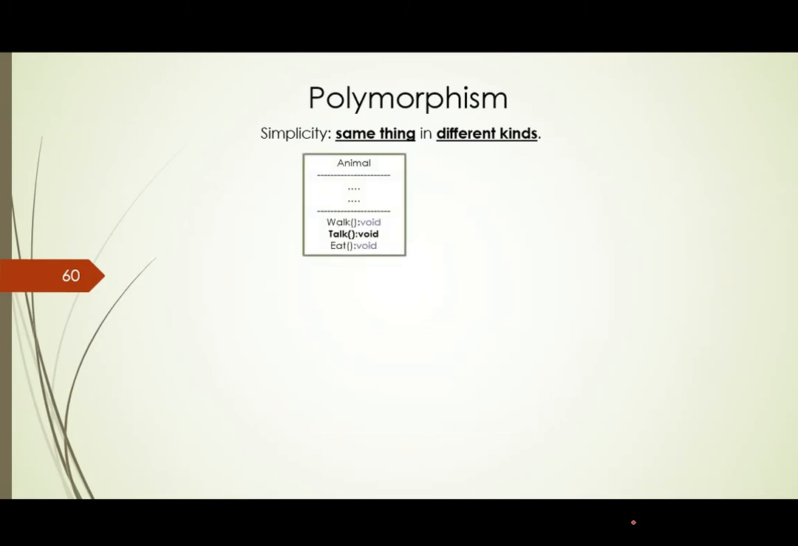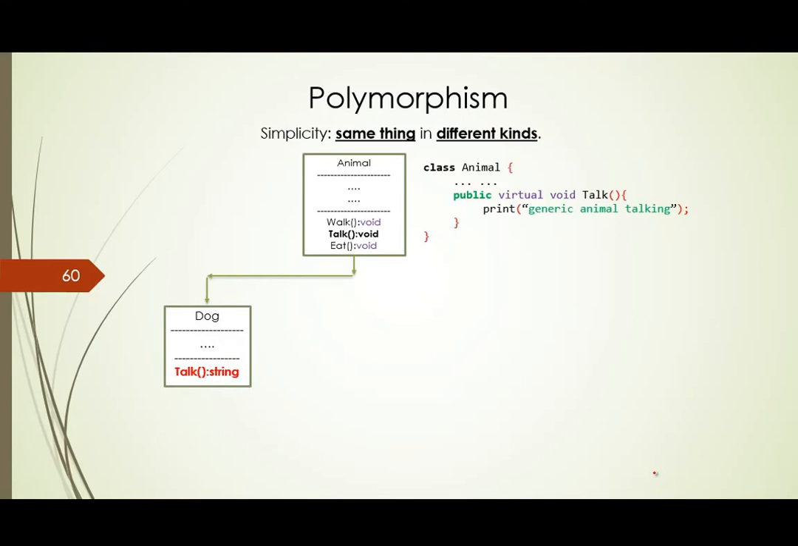Let's see an example. Let's say you have an animal class with some common properties, and a method called talk. When we call the method, let's assume the print is actually Console.WriteLine, and it prints generic animal talking. As you have seen in the earlier inheritance examples, you can inherit from person to student and person to teacher, and we're going to do the same thing here. We are going to inherit the dog class from animal. But we really want to change the talk behavior, because dogs talk differently. They bark, and it would be illogical to have the generic animal talking.